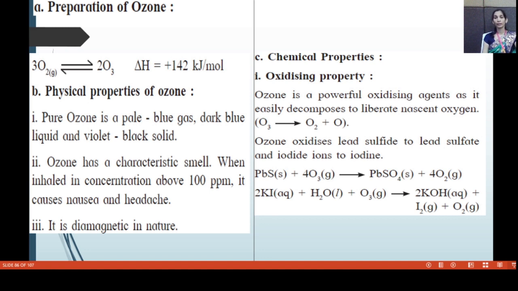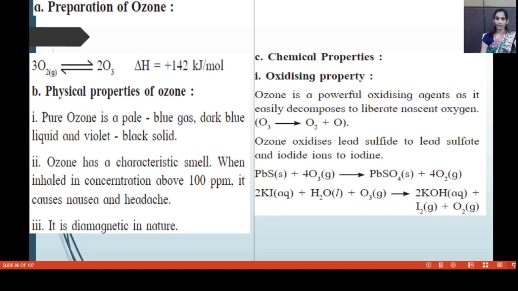The next point is the chemical properties of ozone. From that, the first chemical property is the oxidizing property. Ozone is a powerful oxidizing agent as it easily decomposes to liberate nascent oxygen. Ozone gives nascent oxygen on a decomposition process. O3 gives O2 as well as O.